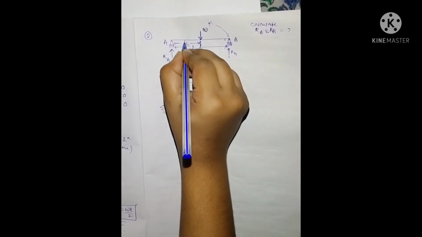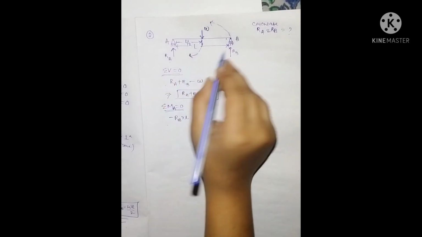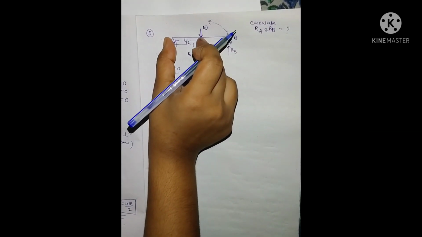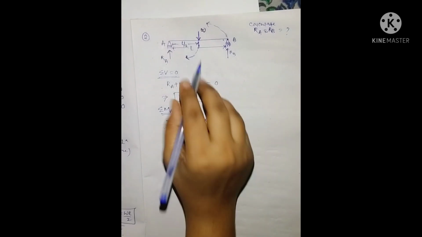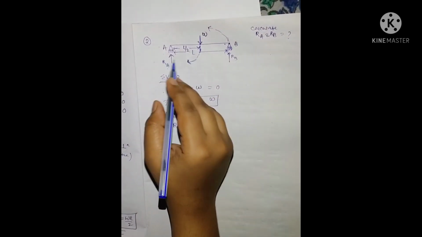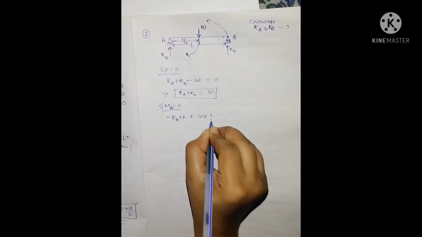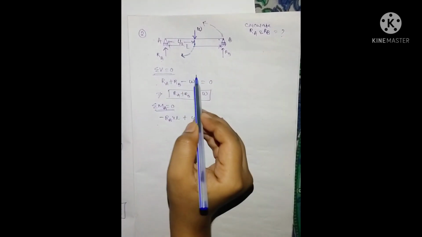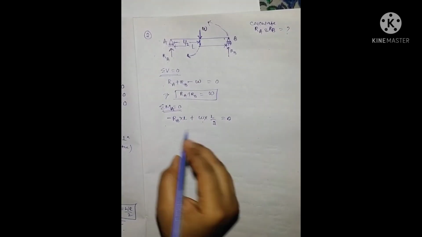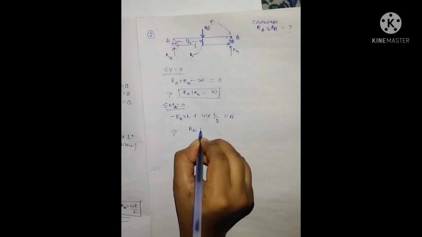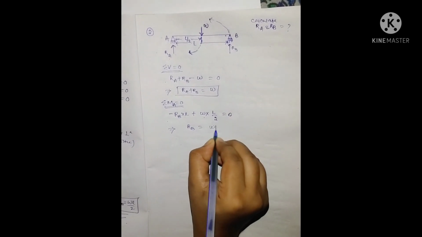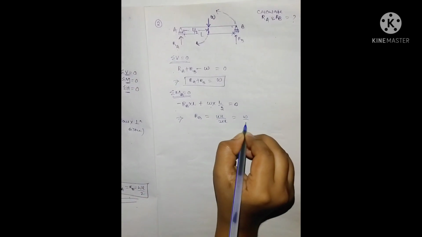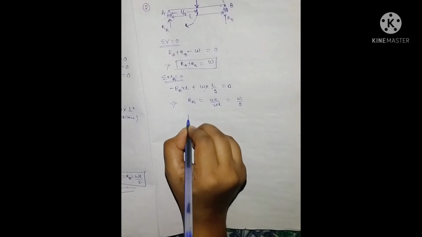In your question the length will be clearly specified. Here I take it in the middle of this beam, let it be L by 2 distance. So moment is force into perpendicular distance. W into L by 2 equal to 0, and this sign convention is positive and this is negative. So RB equal to WL by 2 into L. L will be cancelled out. So RB equal to W by 2.